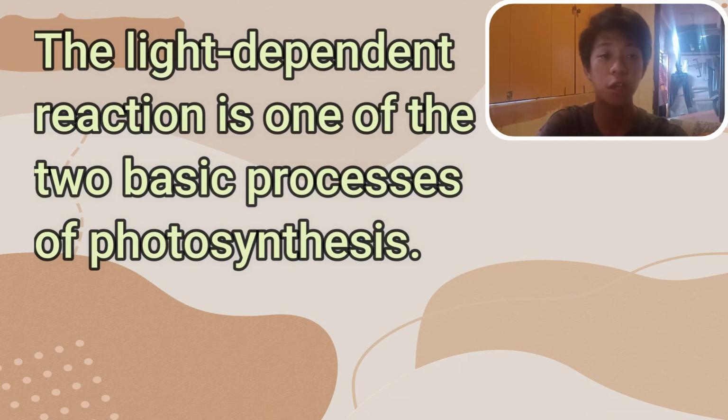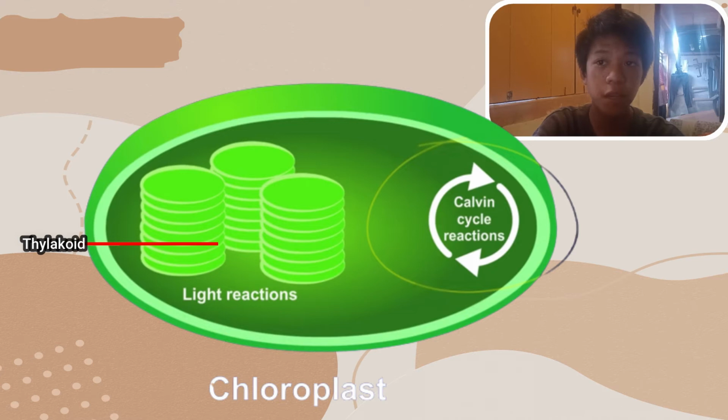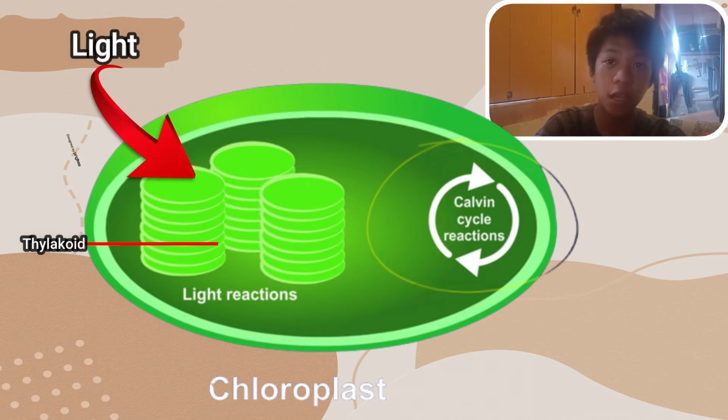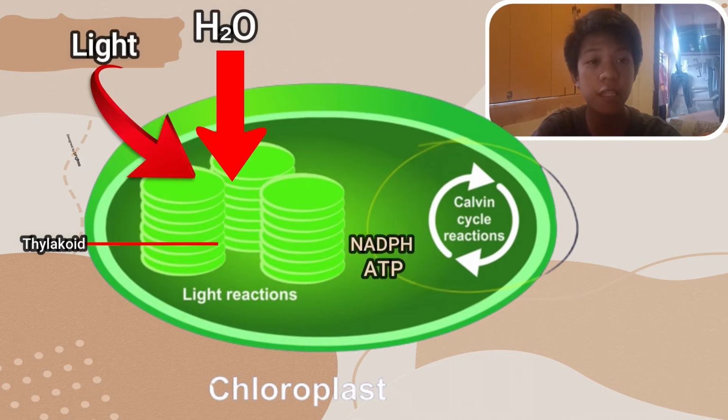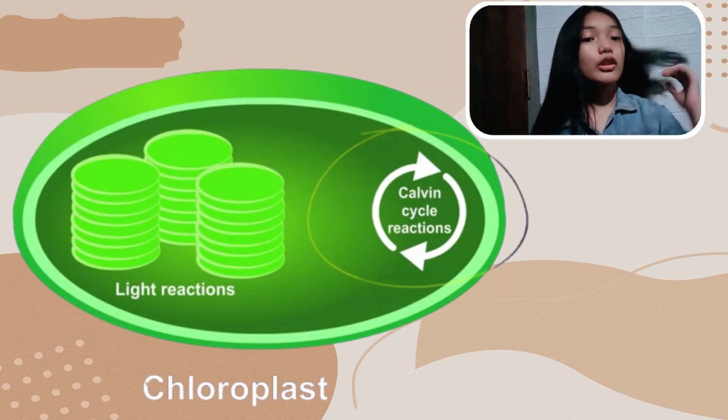The light-dependent reaction is one of the two basic processes of photosynthesis. The light reaction occurs within the thylakoid of the chloroplast. The light reaction uses light energy and water to produce ATP and NADPH. Oxygen gas is released as a byproduct. Together, the ATP and NADPH formed during the reaction are used by the Calvin cycle reaction. Both reactions are needed.